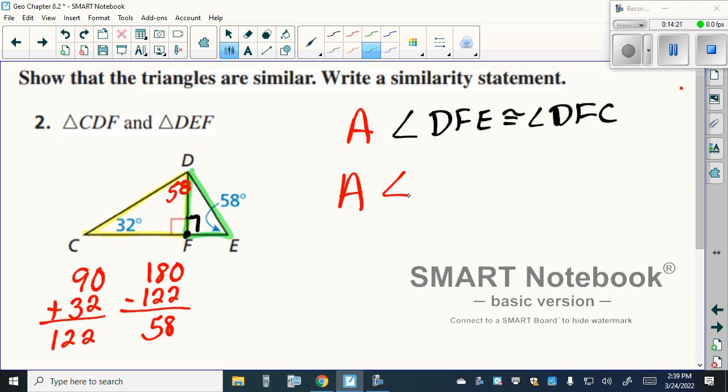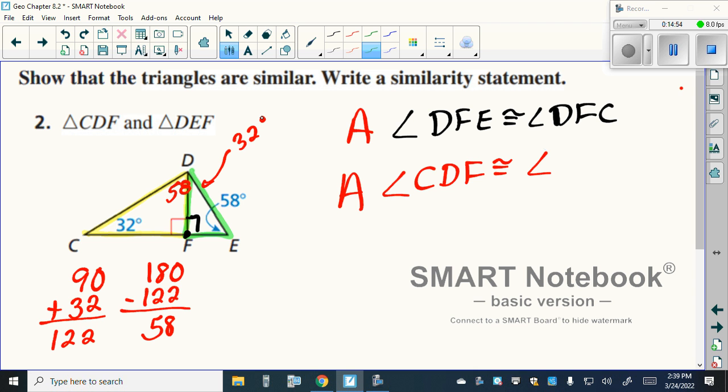So that there would be angle what? C, D, F. And whenever we're using three letters, the vertex is always going to be the letter in the middle. Vertex will always be the letter in the middle of our three letters. So FDE would be 32. This angle here would be 32.